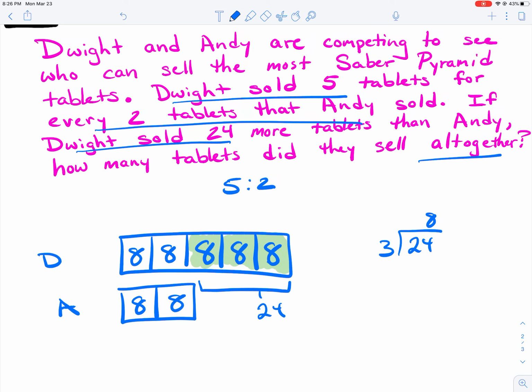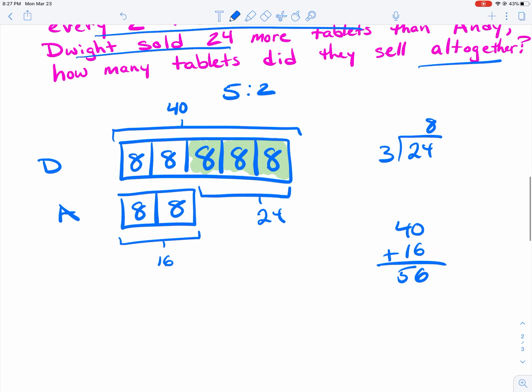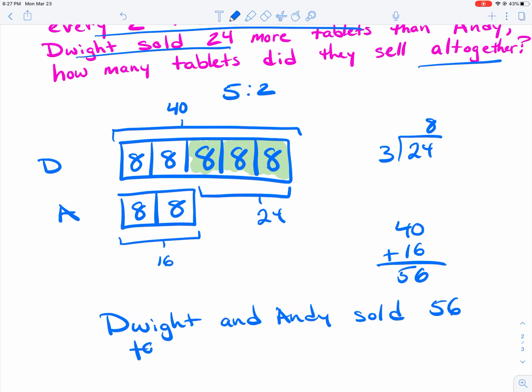All right. So therefore, what I have now is I have a total of 8 times 5. That is 40 tablets sold for Dwight. And a total of 8 times 2, 16 for Andy. How many tablets did they sell altogether? 40 plus 16 is 56. So Dwight and Andy sold 56 tablets altogether.